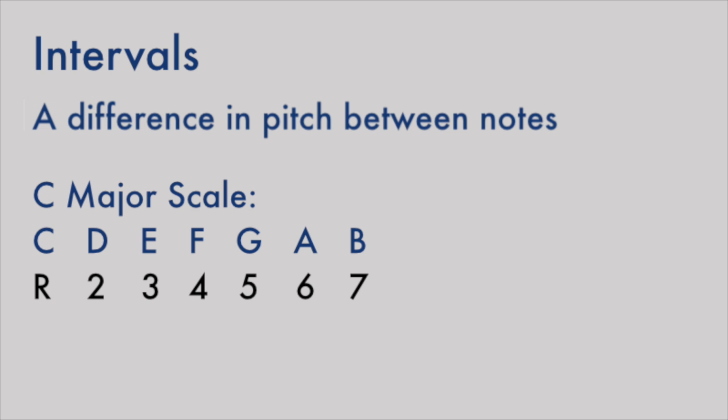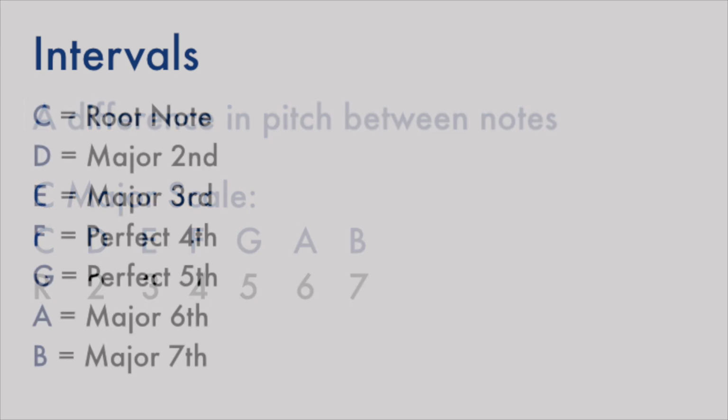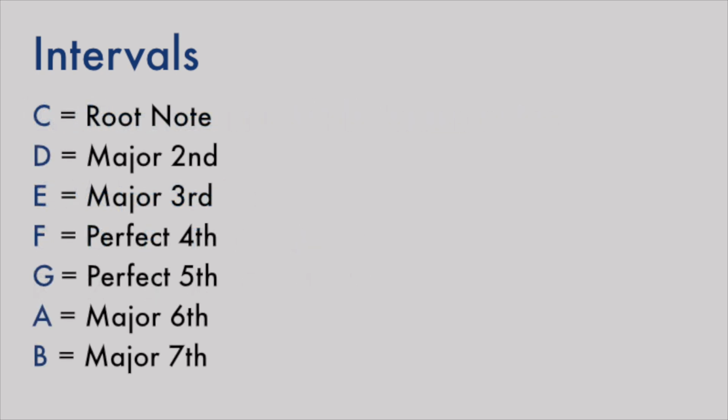If we go back to our C major scale, C is the root note. In this scale, D is the second of C, or from C to D is an interval of a second. E is the third of C, etc. In classical music theory, these intervals are also called a major second, major third, perfect fourth, perfect fifth, major sixth, and major seventh. So F is the perfect fourth of C, for example. Now this doesn't change or add anything per se, it is just the more traditional way of naming intervals, and it does give you more info about how big the interval is.